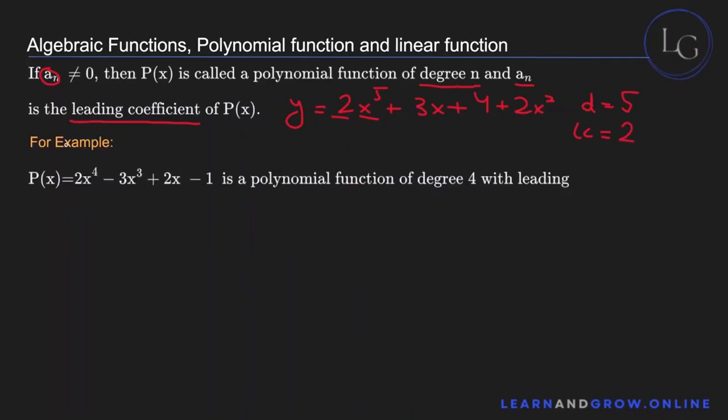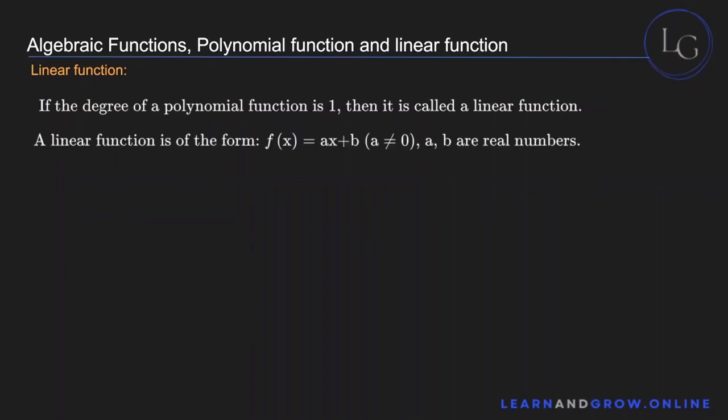So here's another example, right? So you have 2x to the power 4 minus 3x plus 2x minus 1. As you can see, the variable with the highest power is x to the power 4. So the degree is 4, and the coefficient of that variable is 2. So the leading coefficient is 2, okay?